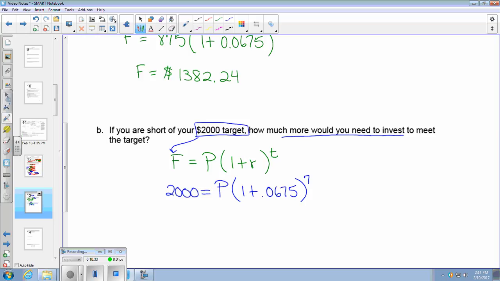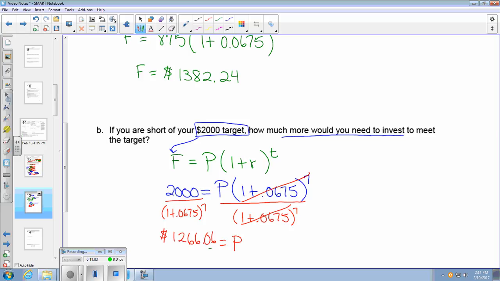All right, so solving for P, and this is where you want to get in the habit of trying to do all of this at once on your calculator. So I'm going to write it out the way you would do that. We're going to divide both sides by 1 plus 0.0675 to the 7th power. And that'll give us our present value, or the principal. So that should give us an answer of $1,266.06. If you're off by a little bit in here, double check that you're being exact up here. And again, the goal is to be able to type that in all at one step.